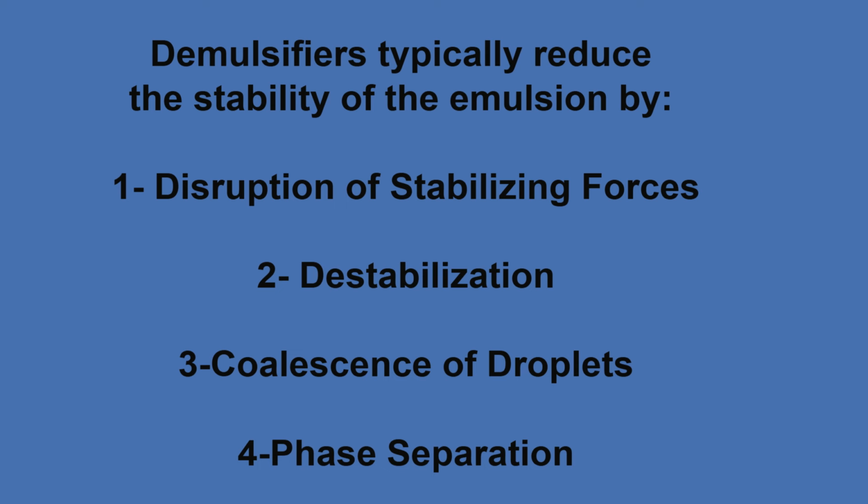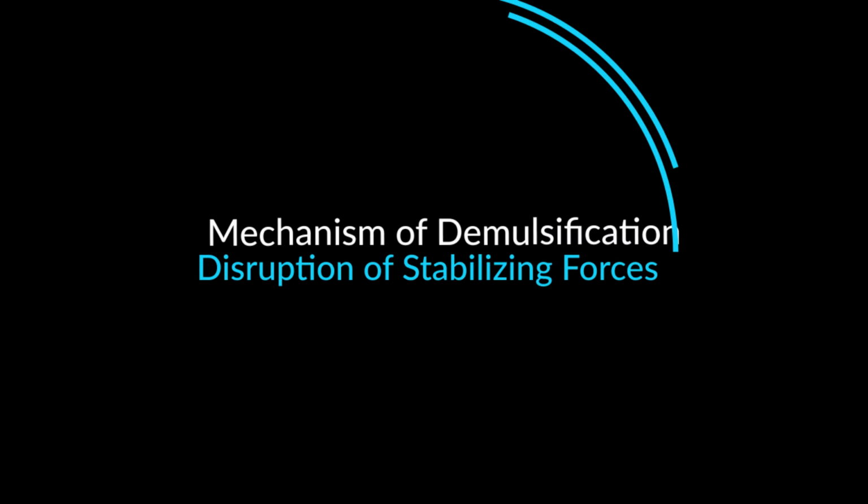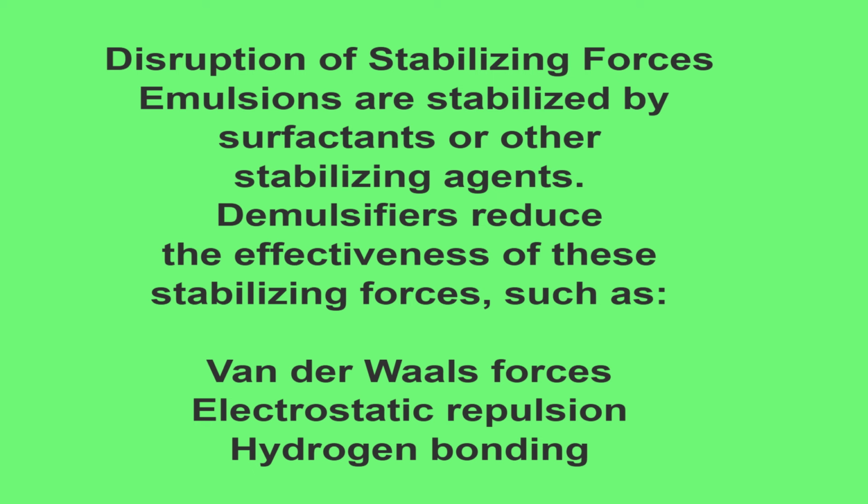Demulsifiers typically reduce the stability of the emulsion by: 1. Disruption of stabilizing forces. 2. Destabilization. 3. Coalescence of droplets. 4. Phase separation. Number 1, disruption of stabilizing forces.